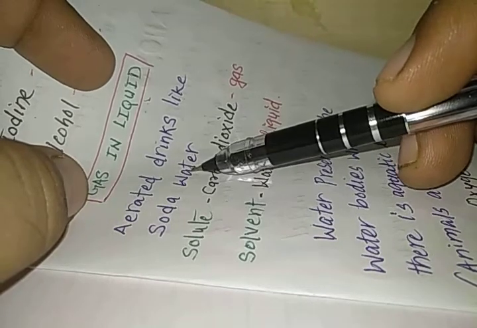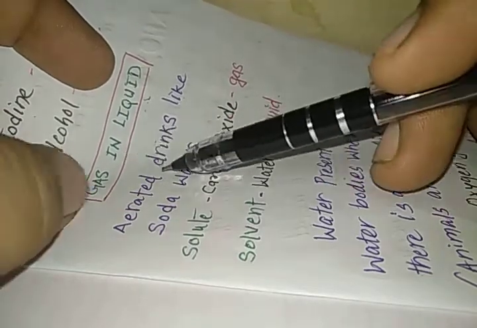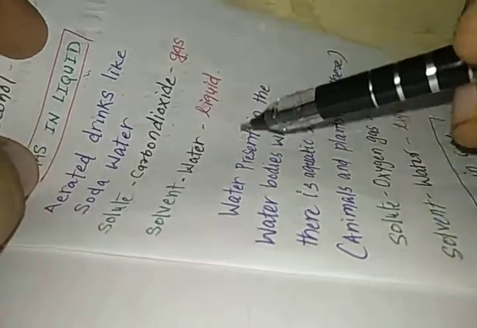Now the second type of solution to be studied is gas in liquid. Aerated drinks like soda water, Thums Up, Limca, Gold Spot, Sprite, and Dew have carbon dioxide present in water. So in gas in liquid kind of mixture, the first example is aerated drinks. In aerated drinks, the solute is carbon dioxide, which is a gas, and the solvent is water, which is a liquid, and that is why we call this mixture a gas in liquid kind of mixture.